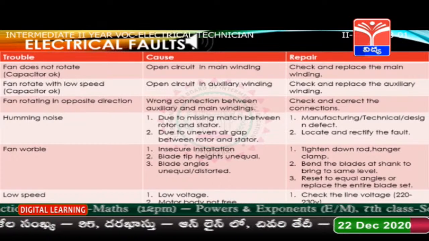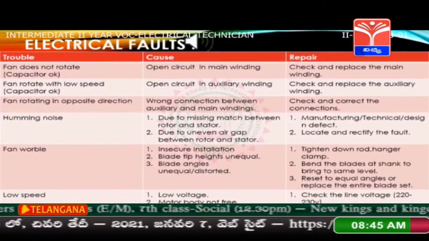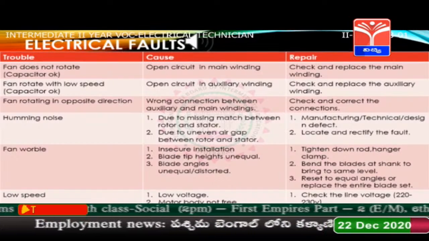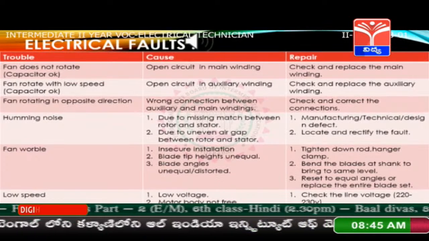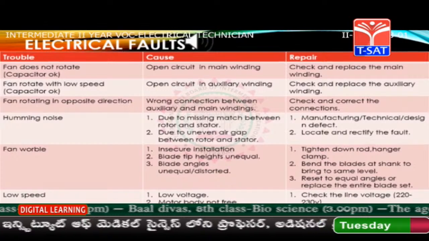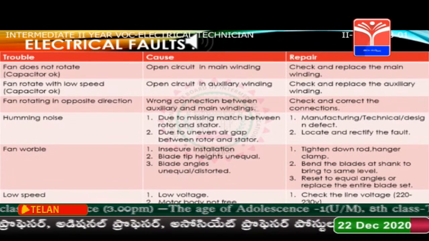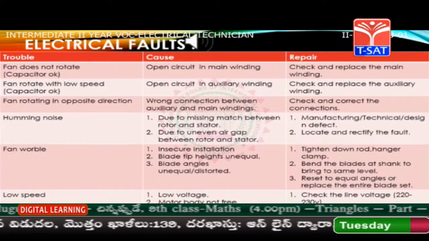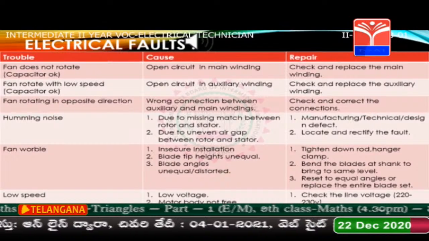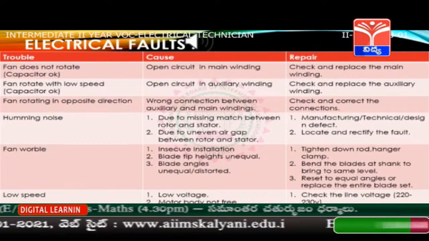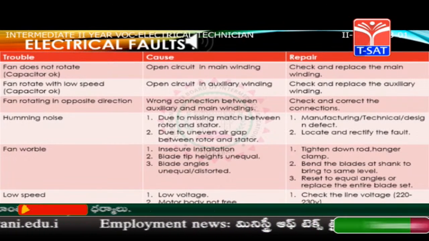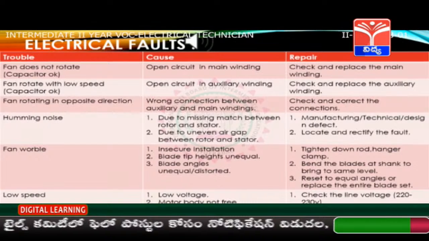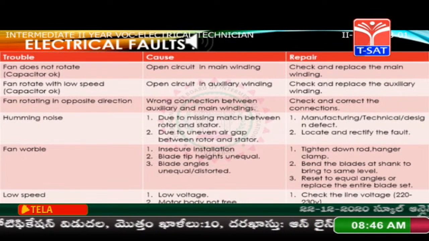The last point, low speed. Causes: low voltage. Repair: check the line voltage. It should be 220 volts to 230 volts. Second cause, motor body not free. Repair: dismantle motor body. Clean all parts. Reassemble in proper sequence. Third, blade angles too high. Check by using new set of blades. 4. Condenser defective. Check the condenser for leakage and replace it if necessary. 5. Terminal connections loose or dry solder. Clean the terminal, wipe away the loose or dry solder, excess flux, make good connections.